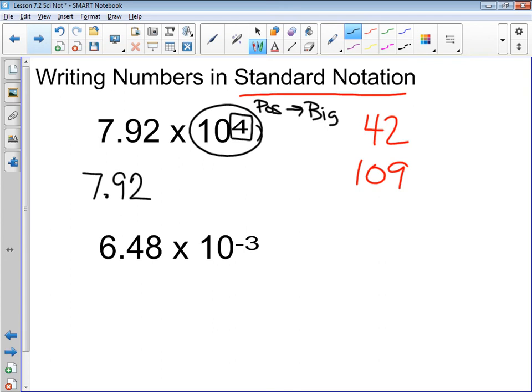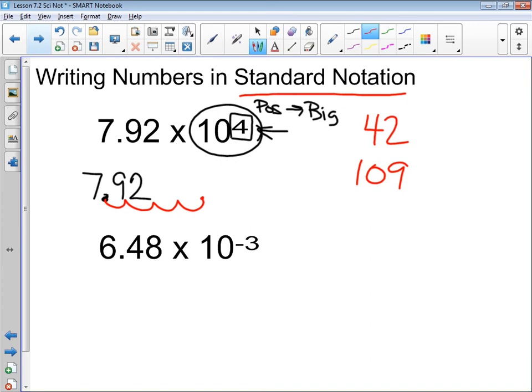I'm going to move the decimal point on this part of the number 4 times. This is how many times I move the decimal point. In order to make this number bigger, which way do I move the decimal point? To the left or to the right? Well, the answer is to move it to the right. 1, 2, 3, 4 times. That will make it bigger.